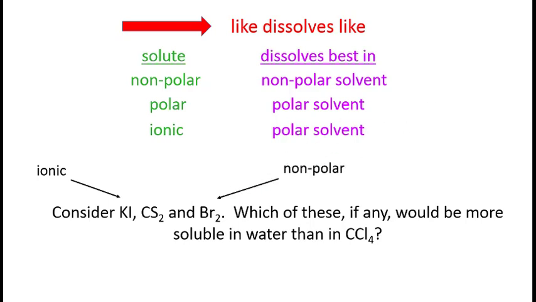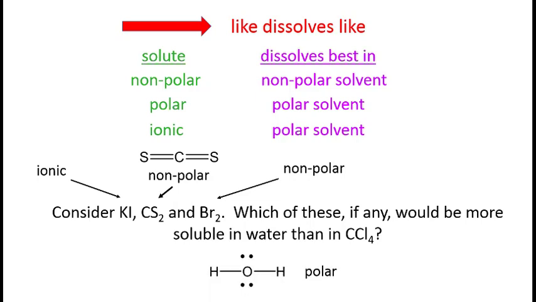Br2, being a symmetrical molecule, is nonpolar. For CS2, we need to draw the Lewis structure. This would be a linear symmetrical molecule, so CS2 would be nonpolar. For the solvents, water is bent and polar, whereas CCl4 is tetrahedral and symmetrical, so it is nonpolar.